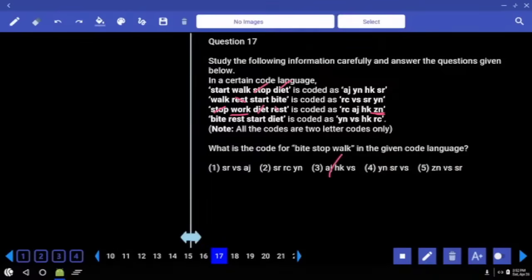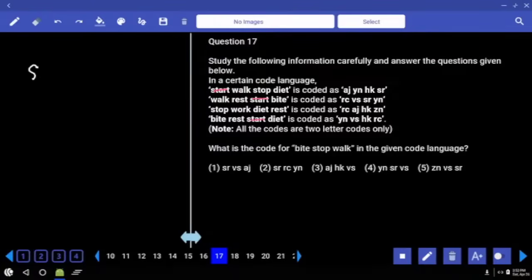Then 17th one. And bite, stop and work. And what is the code for? Bite, stop and walk. Stop and walk is here, isn't it? Then now walk is common between these two. Anything else that is common here? And start is also common. Now start is common in 3 of the words. Start is common in 3 statements. Then what is the word that is common here in all these 3?